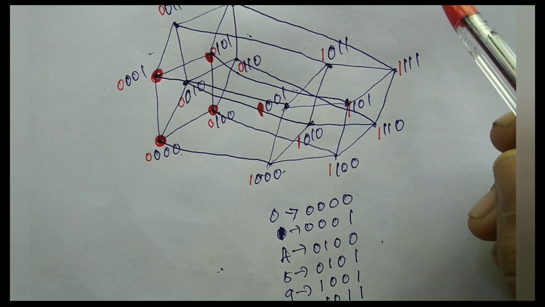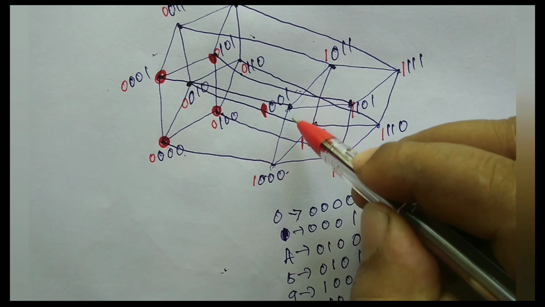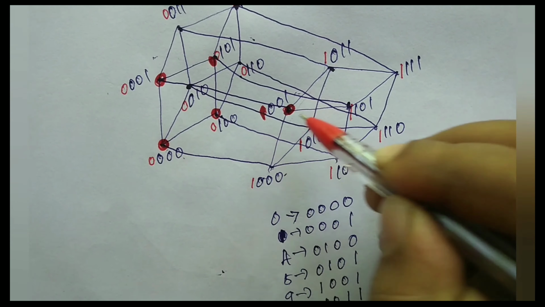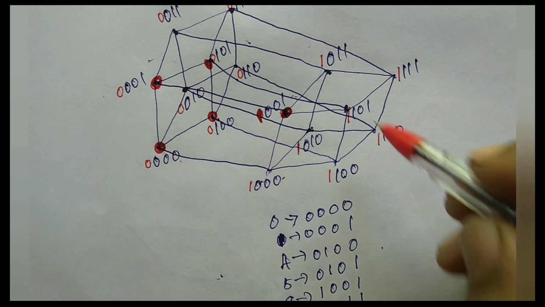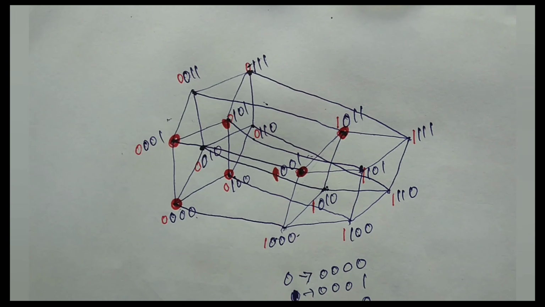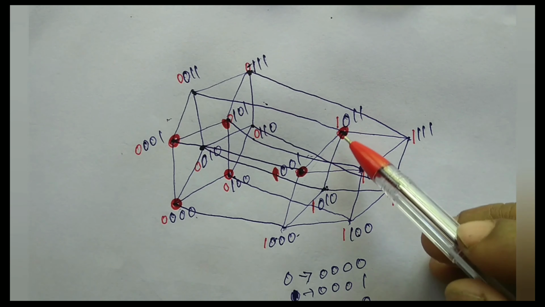Where is the 1, 0, 0, 1? So that is this one. 1 0 0 1. Last one 1 0 double 1. So that is this one. So now marked this everything. Marked.